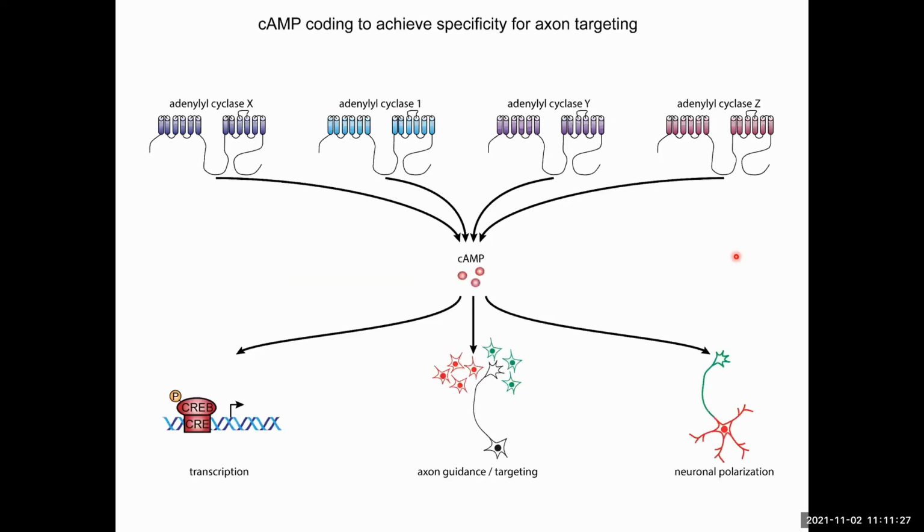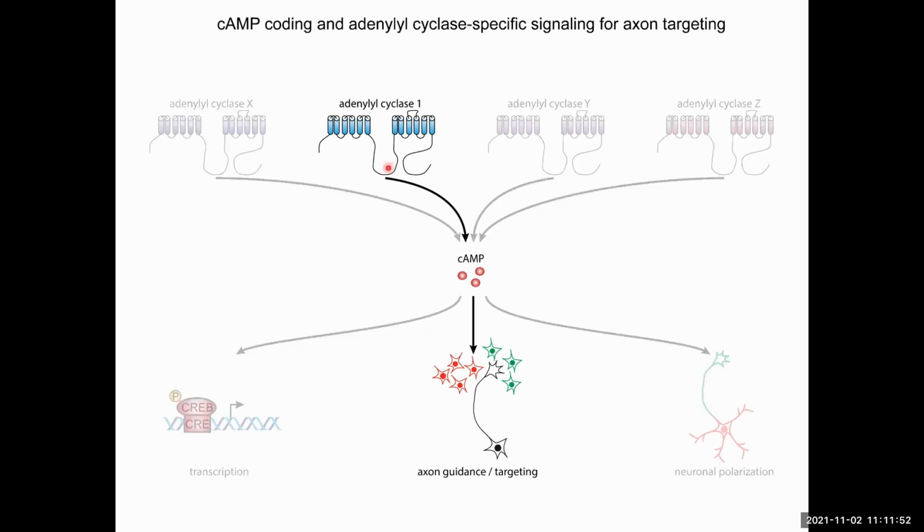So if I summarize this question, we have many adenylyl cyclases that all synthesize the exact same molecule, not a variant, the exact same molecule with the same chemical structure, cyclic AMP, and that cyclic AMP then diverges onto the regulation of many downstream cellular processes. And the question we ask is how one adenylyl cyclase can generate a signal with specific features, and how these specific features would control only the guidance and targeting of retinal ganglion axons.